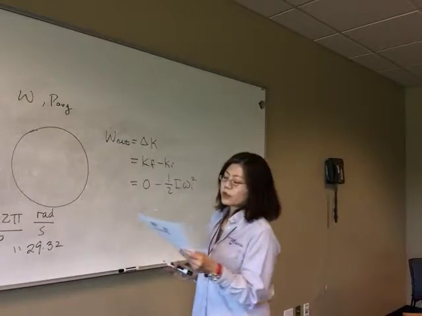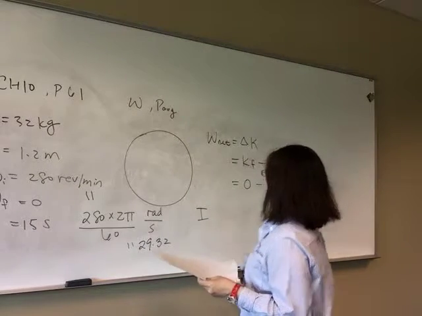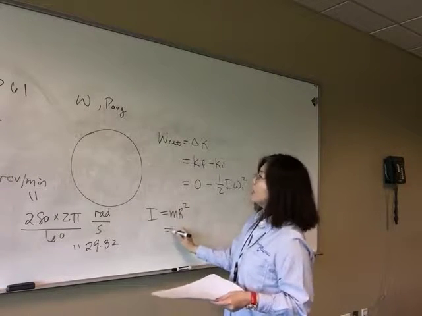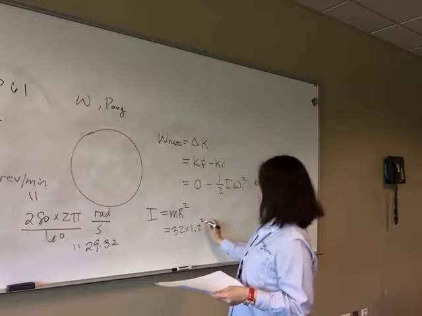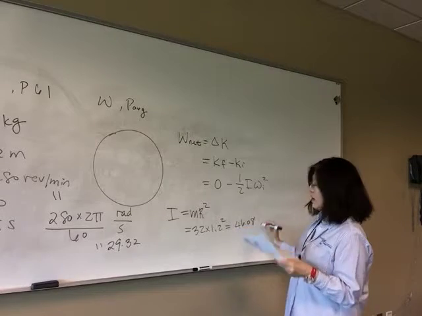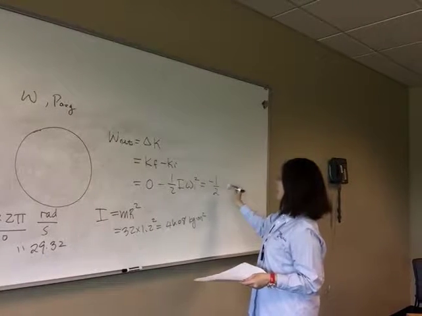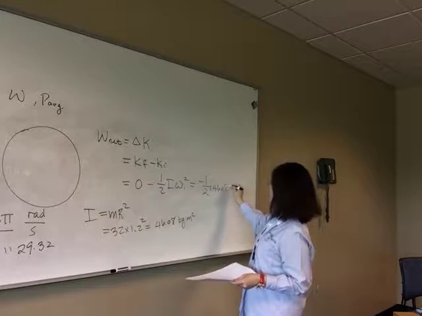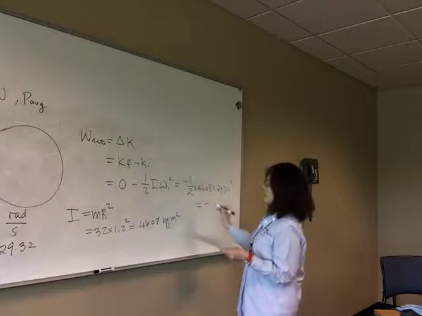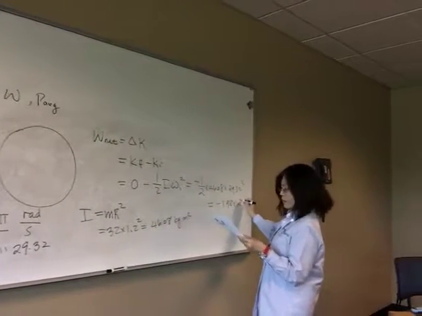Okay, so you have that value. What about your I value, the rotational inertia? For this thin hoop, the rotational inertia can be calculated using this equation. That's just mr squared. So your m is 32, and your r is 1.2 squared. So your I value is 46.08 kilograms times meter squared. So you have negative 1/2, and your I is 46.08, and then times the omega, which is 29.32 squared. So you should get a value that's negative 1.89 times 10 to the 4th joules.